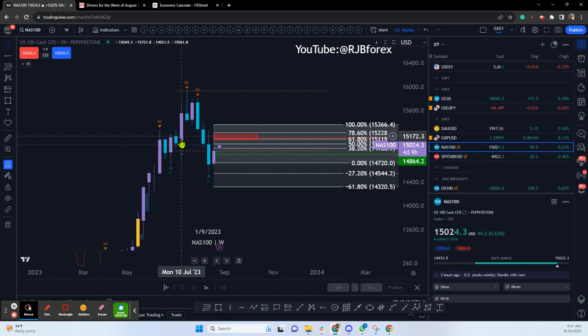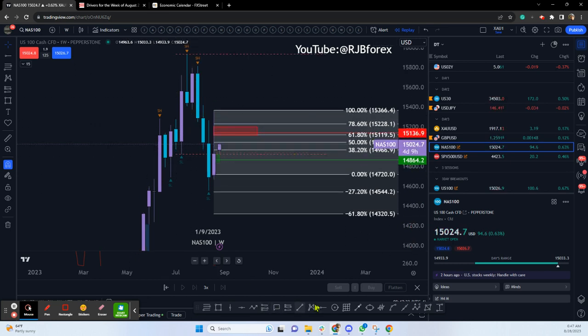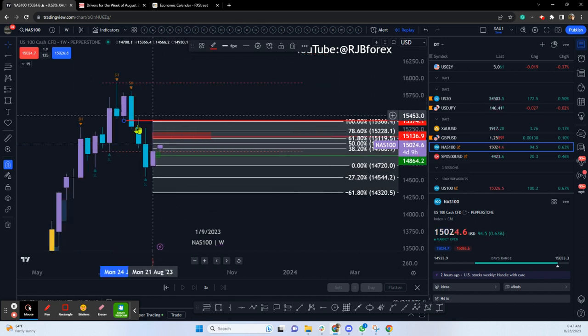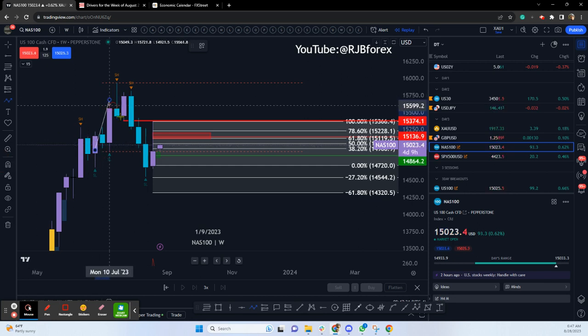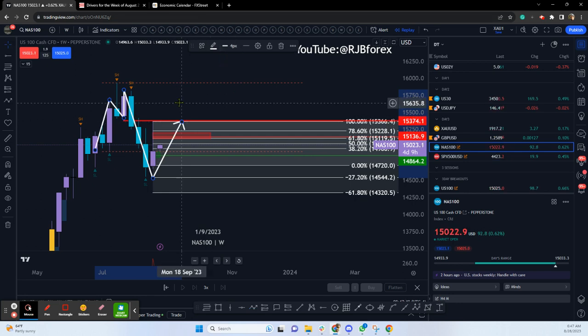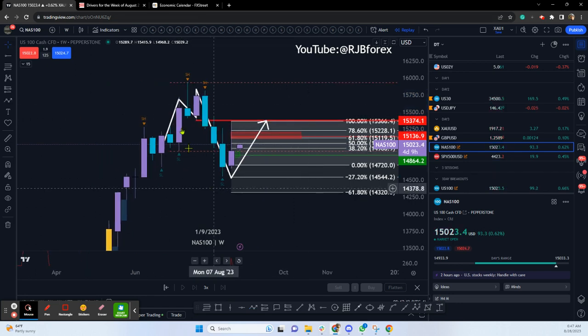with this W formation, the neckline up high. Did I say W formation? I meant to say M formation. I didn't say M. M formation. So perhaps that's what we're going to see is a continuation to the upside.